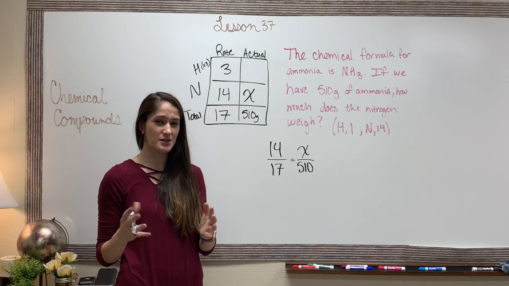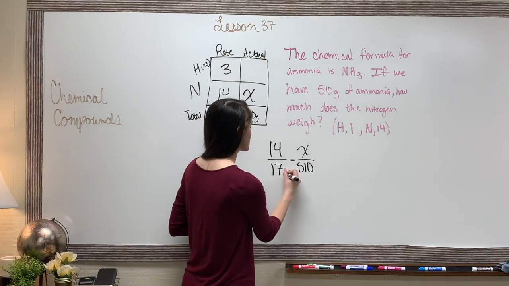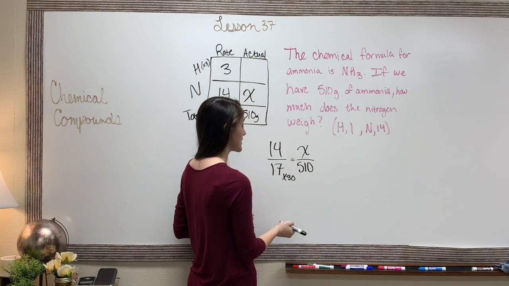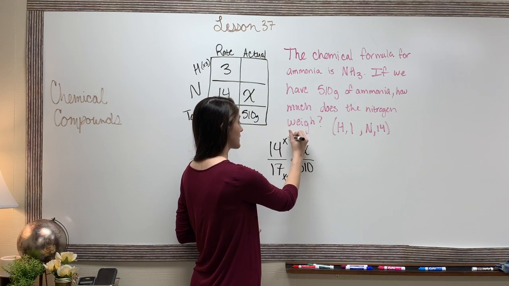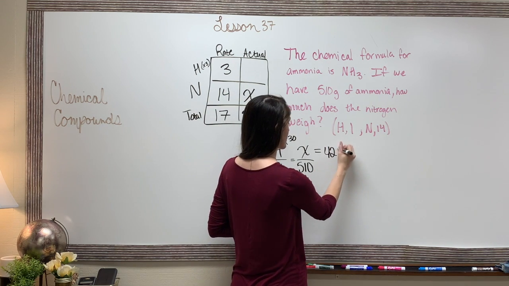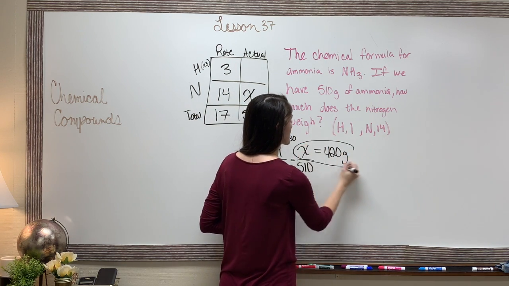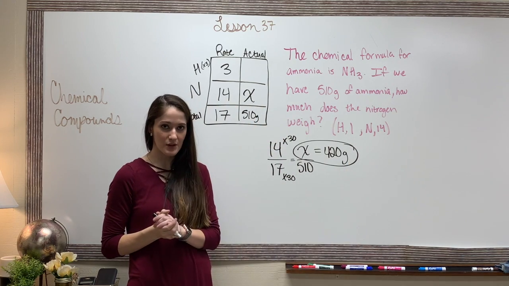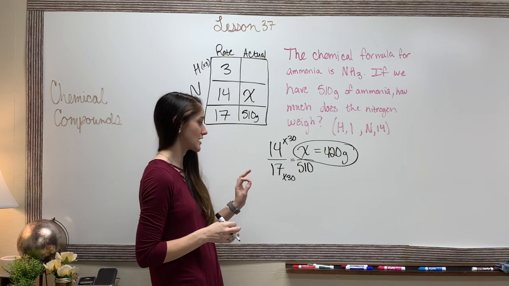Okay, again, we talked about a shortcut with our math. 17 times 30 is going to equal 510. So I can multiply 14 times 30, and I can know that x is going to equal 420 grams. Very important that we list our unit of measurement here, grams.